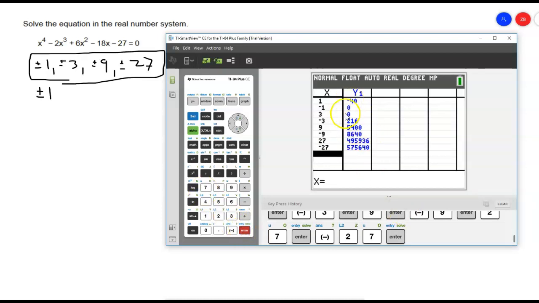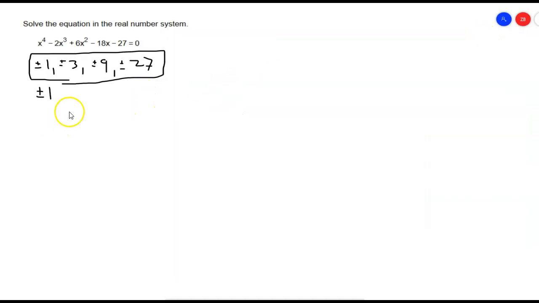So we see that we only find 2 rational real values here, and that's going to be -1 and 3. So I'm going to write that here: negative 1 and 3. So we know that we at least have 2 real rational zeros of this function.